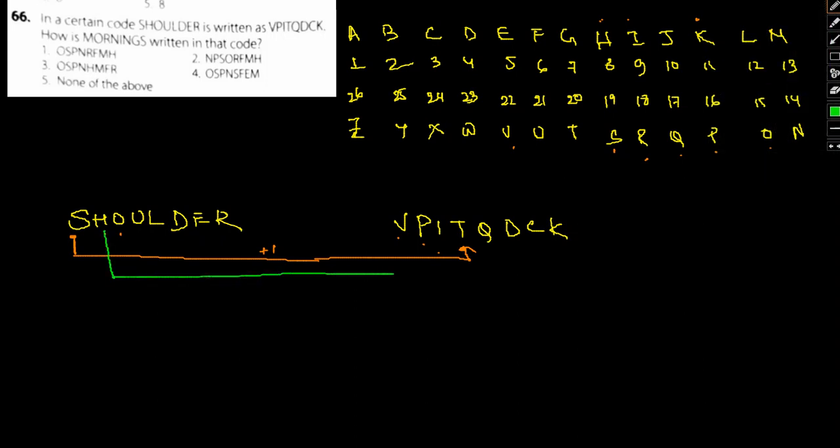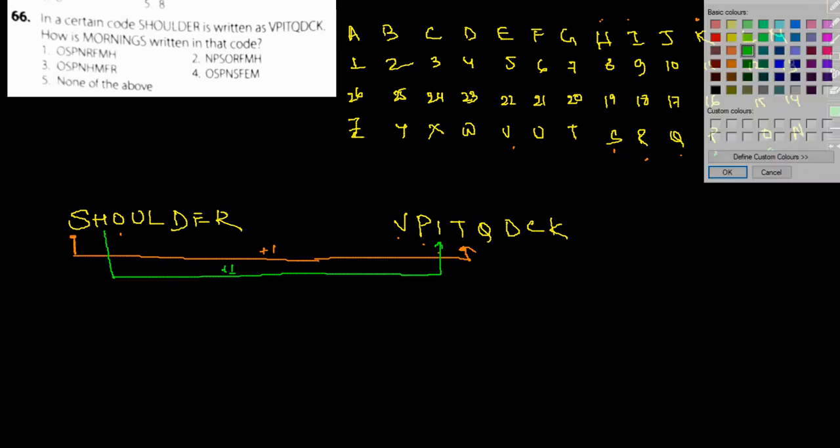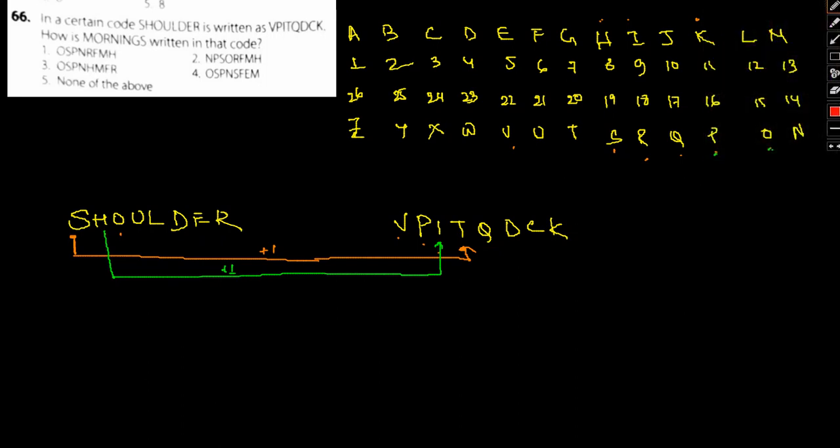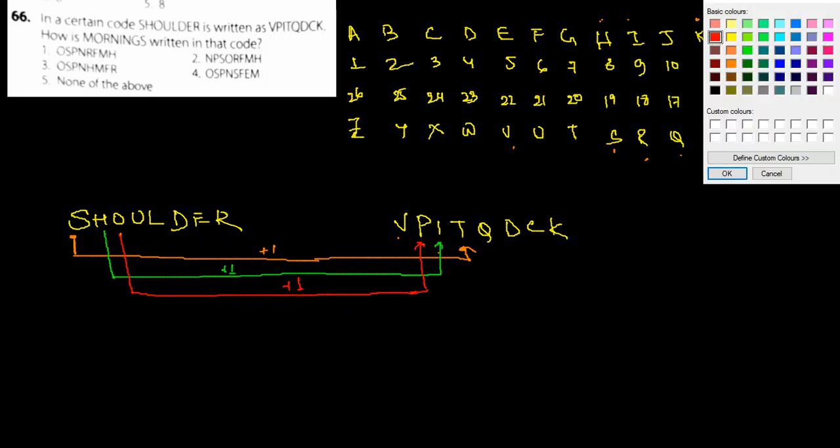So H and I, again plus 1. O and P, again plus 1. So yes, we can draw that O and P as well. Okay, so we are seeing some sort of a pattern over here. O and P plus 1, and UV, again UV is plus 1. So yes, there's definitely a pattern here.